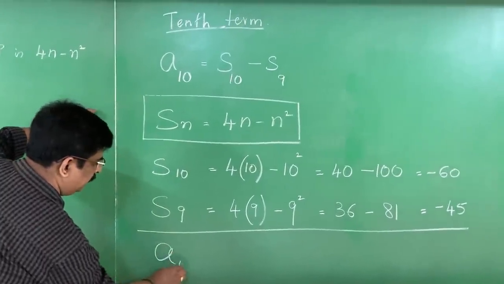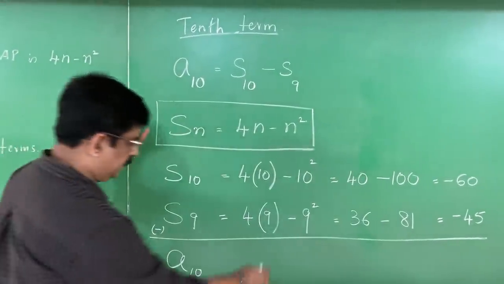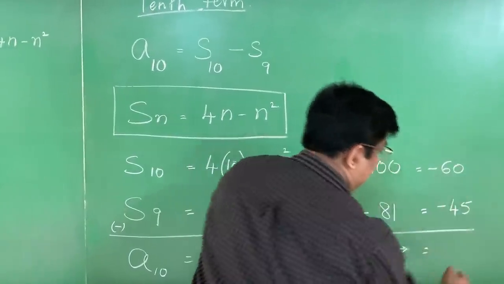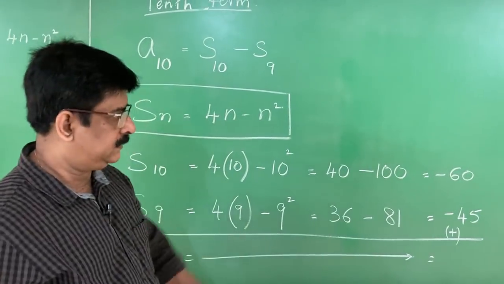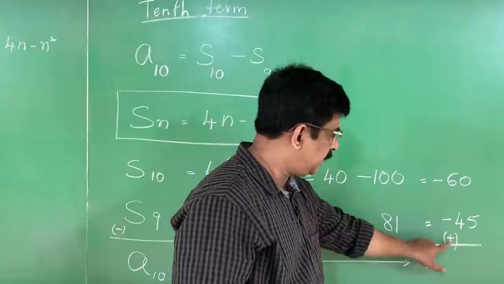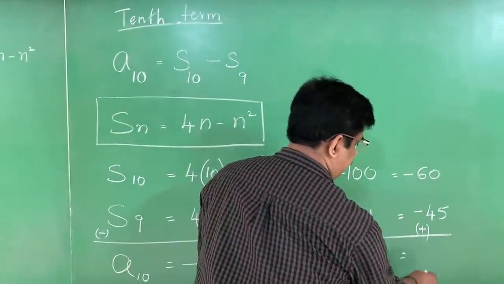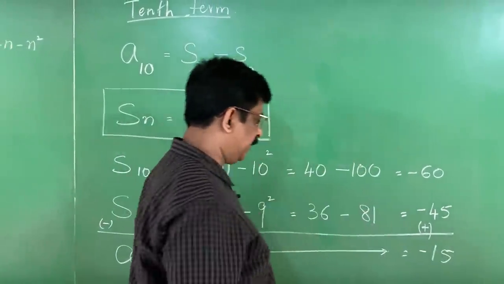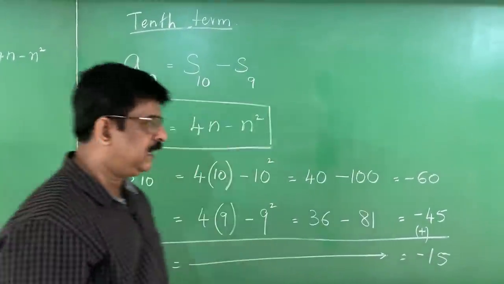Therefore, we have to subtract S10 minus S9. When we subtract, the sign changes. This is minus 60, this is plus 45, because this minus changes into plus. From 60 you have to subtract 45, you get 15. Sign of the bigger number means minus 15. Therefore, 10th term is minus 15.